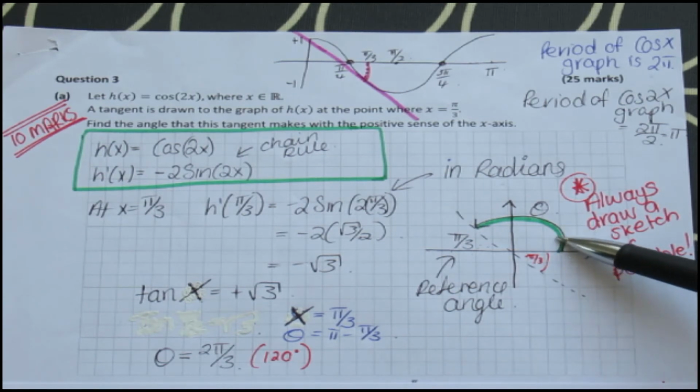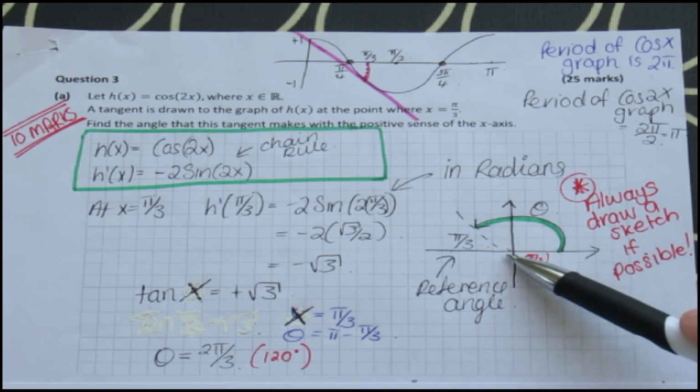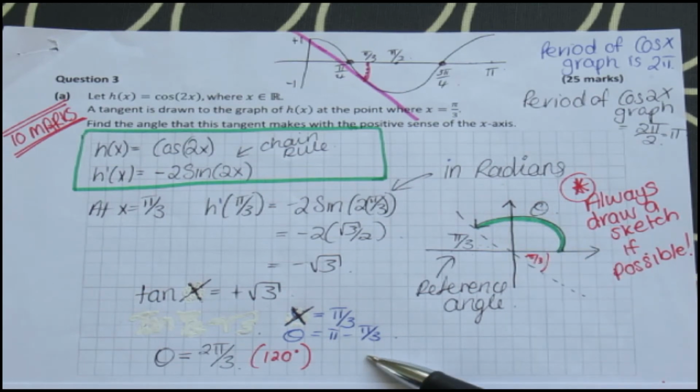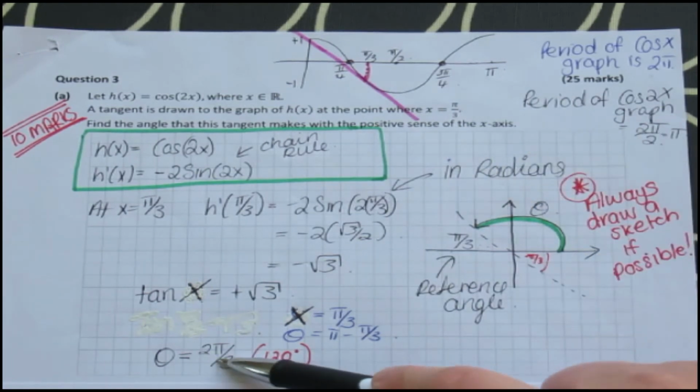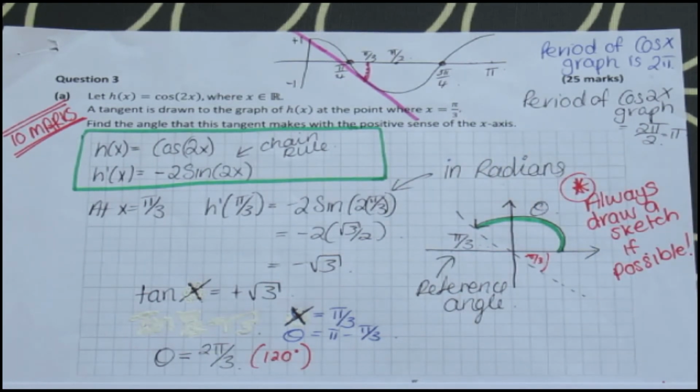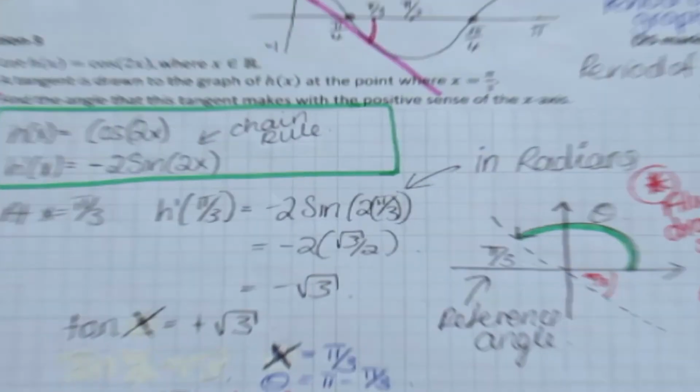I need to know what my actual angle theta is here because this is what we're looking for. Theta is equal to pi minus pi over 3, which gives me an answer of 2 pi over 3, which is the same as saying 120 degrees. They do give the information in radians, so generally you're going to give your answer in radians. That was a 10-mark question. Let's move on to the next one.